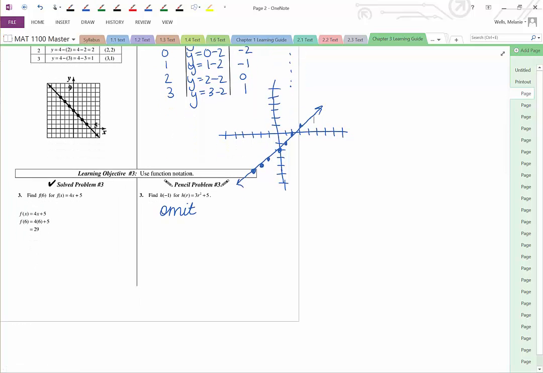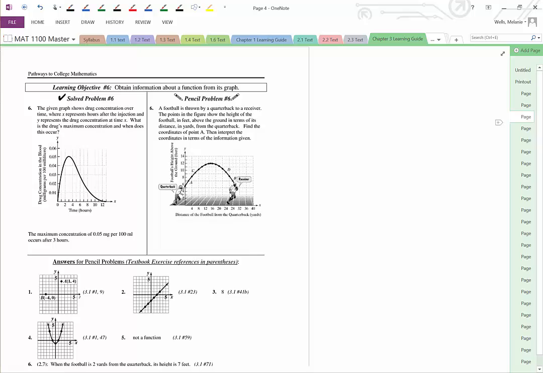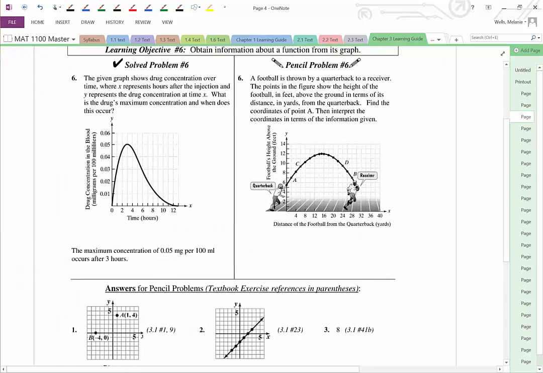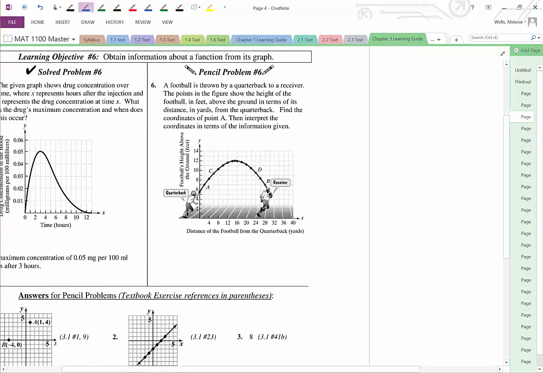Okay, we're going to omit number 3. Okay. Number 6 says a football is thrown by a quarterback to a receiver. The points in the figure show the height of the football in feet above the ground in terms of its distance in yards from the quarterback. Find the coordinates of point A and interpret the coordinates in terms of the information given.